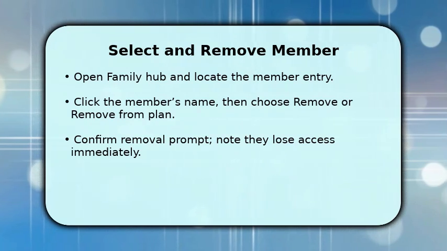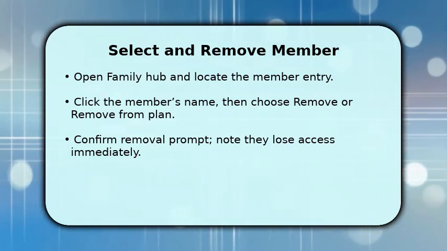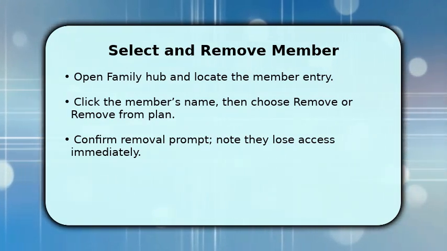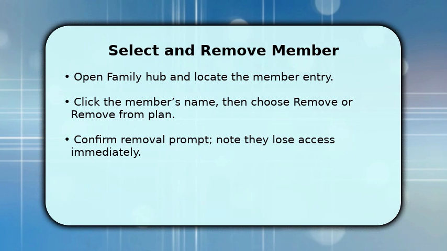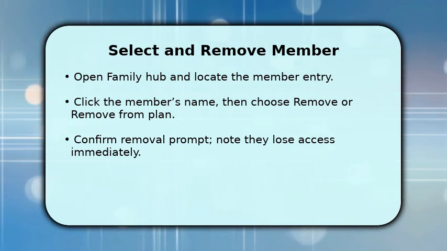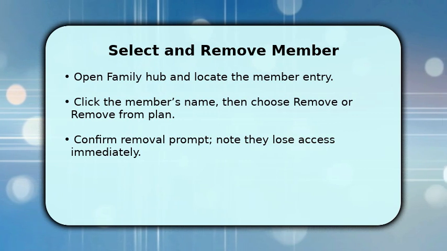You'll now remove the member. Open the Family Hub, find the member, and click their name to reveal options. Once shown, choose Remove or Remove from Plan. This action is intentionally direct to prevent confusion.